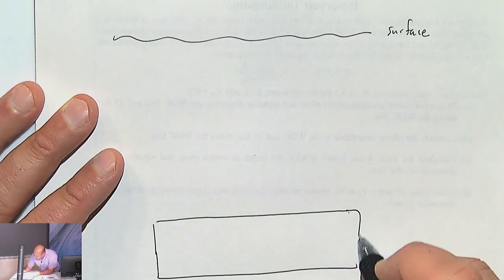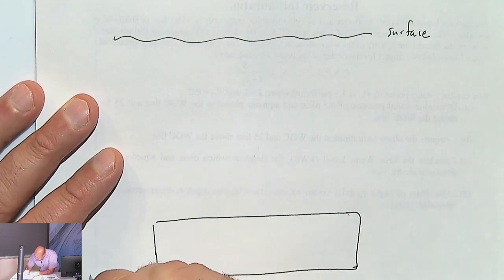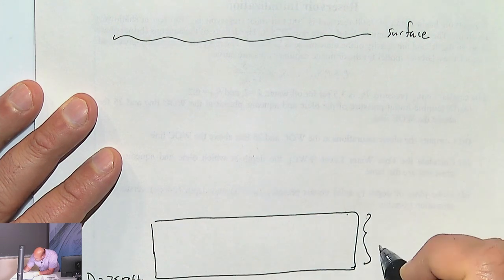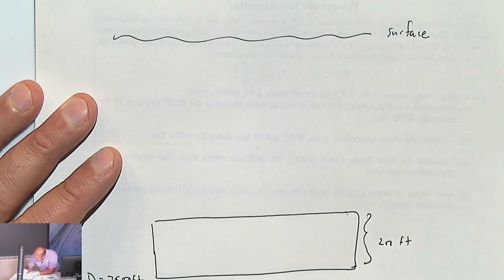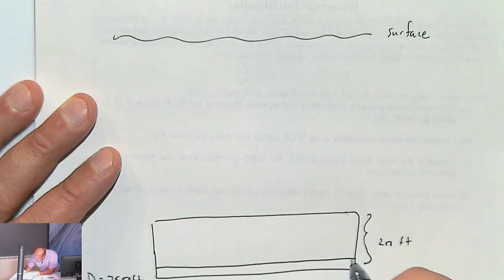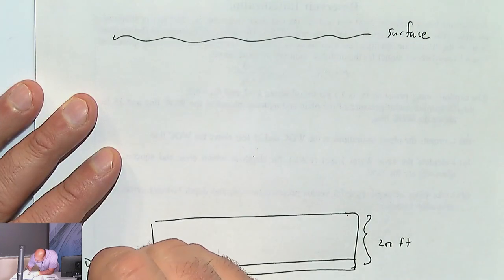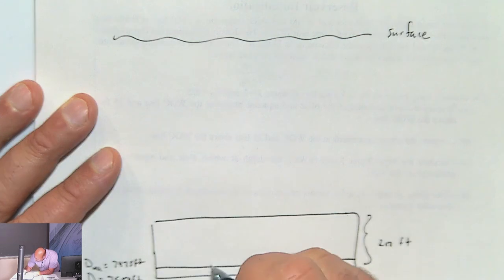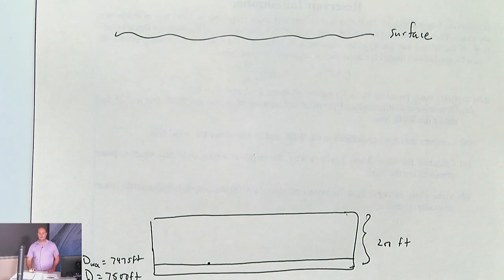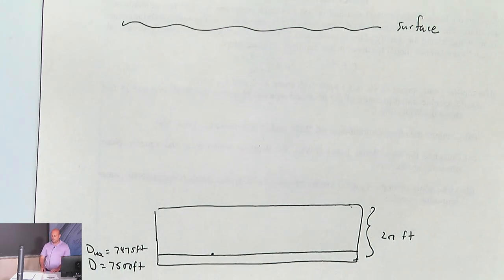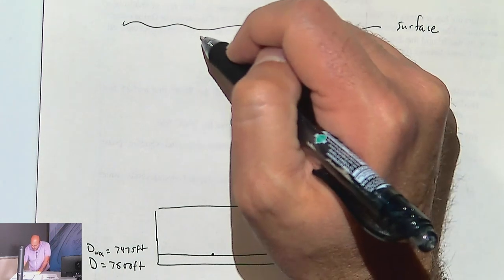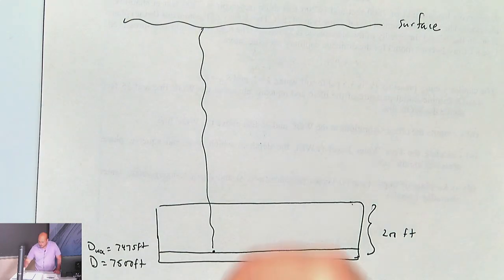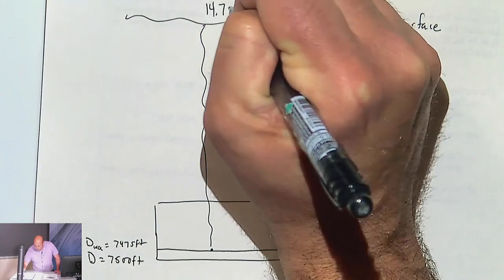Reservoir's down here. This is D equal to 7,500 feet. This is 200 feet thick. The water oil contact line is right over here. So that's D water oil contact, 7475 feet. And we want to find the pressure all the way down to there. And remember, it's normally pressured. So you can imagine you've got a column of water all the way down. And you know that the pressure up at the surface is 14.7 psi.